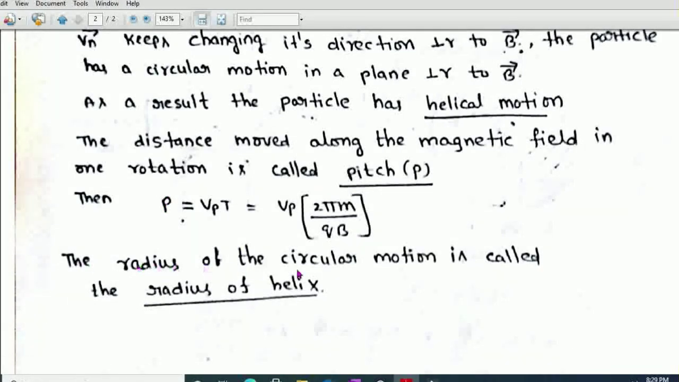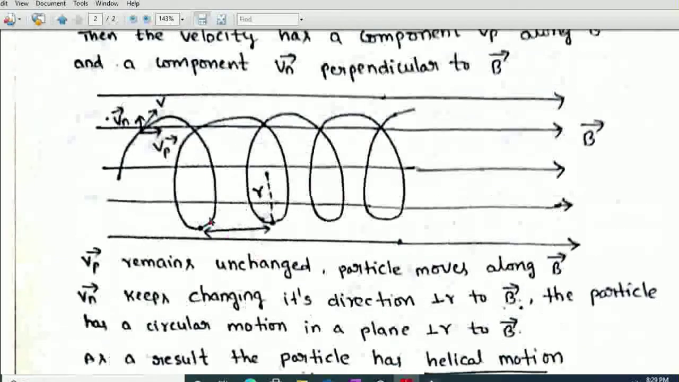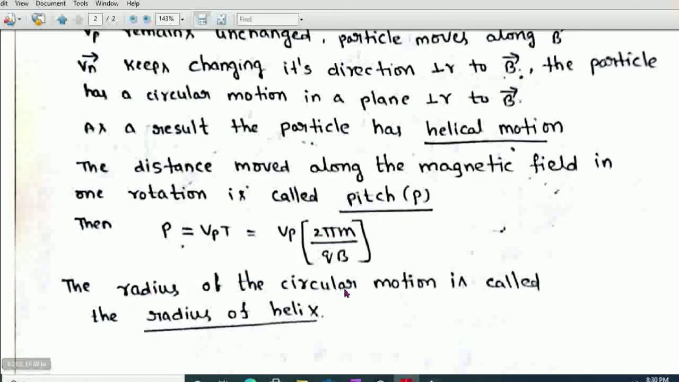And the radius of the circular motion is called the radius of helix. Here, the particle undergoes two types of motion. One due to Vp bar in the direction of magnetic field, and due to Vn bar it moves in the circular path. While it is moving in the circular path, it has some radius here. The r is the radius. So this is called the radius of the helix because it is the helical path. That radius of the circular motion is called the radius of the helix.